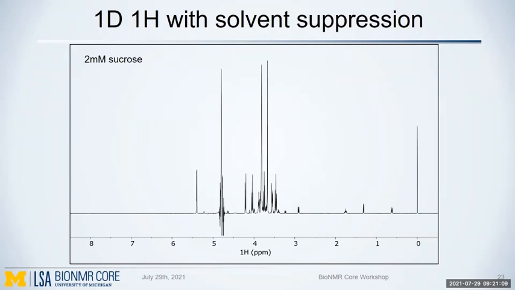In this case, you will want to run an experiment called proton with solvent suppression. We can actually suppress the water peak. Here, as you see, this peak at 4.7 ppm is suppressed. And once it's suppressed, this huge water peak will not dominate your spectrum, and now you start to see those smaller peaks that are actually from the sucrose sample. So this will be very useful if you have a huge solvent peak.